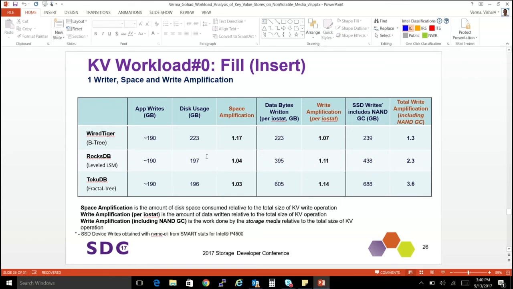But in the case of SSD writes including NAND, you would see that for TokuDB, there was a lot of write amplification when it's garbage collecting and freeing up some blocks in the background, depending on how my flash is behaving. We saw a lot of amplification for the TokuDB case.